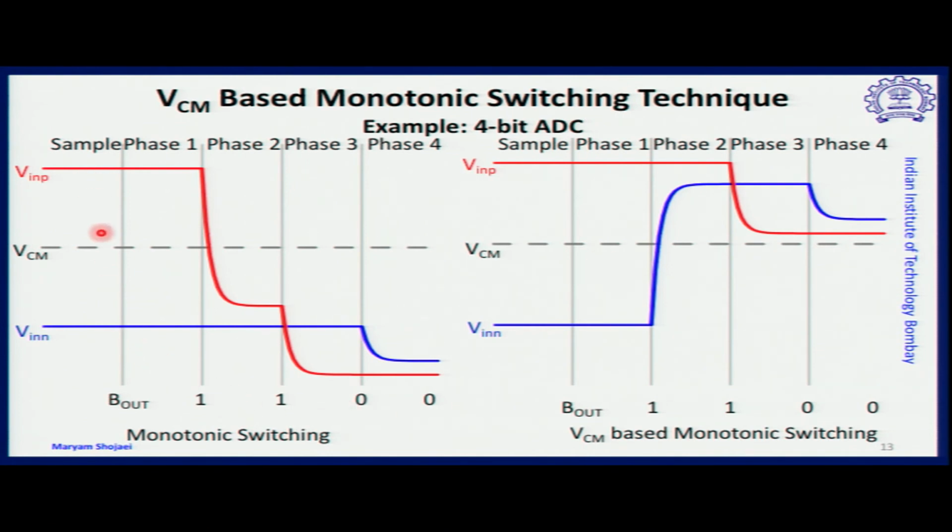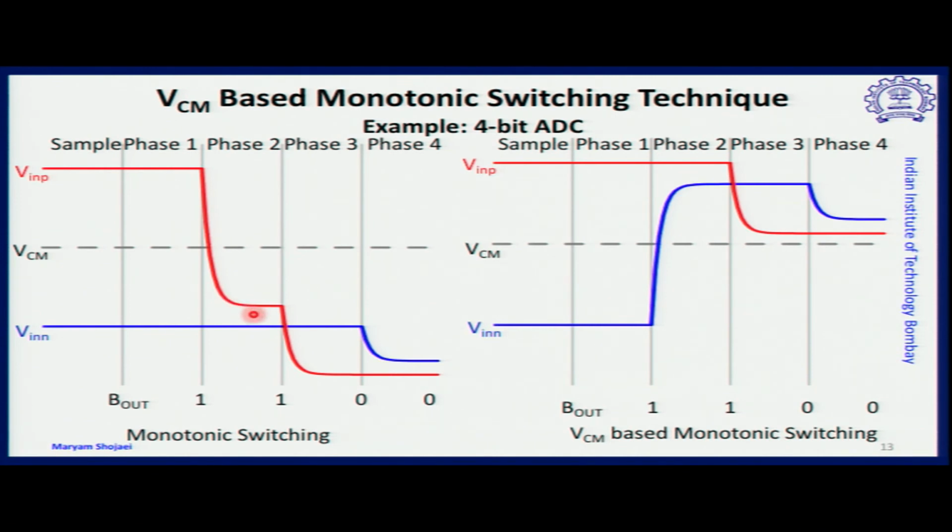So let's assume VinP is more than VinN, and the common mode level is shown for both switching techniques. The first part is the comparison of VinP and VinN. After that comparison is performed and the output is 1, because VinP is more than VinN, the corresponding half circuit DAC will operate and the corresponding level at the positive terminal of the comparator will reduce.